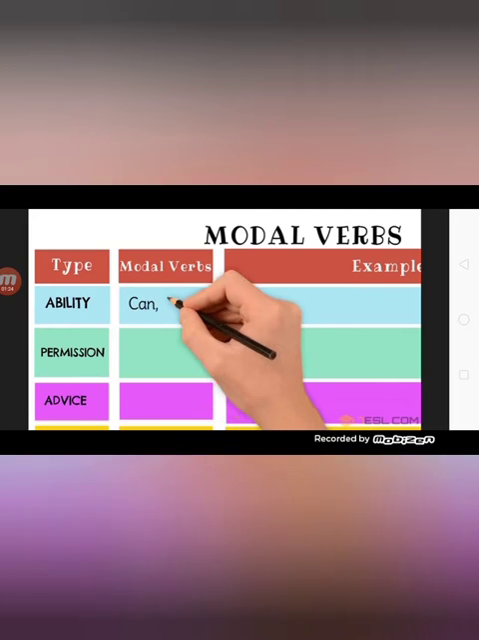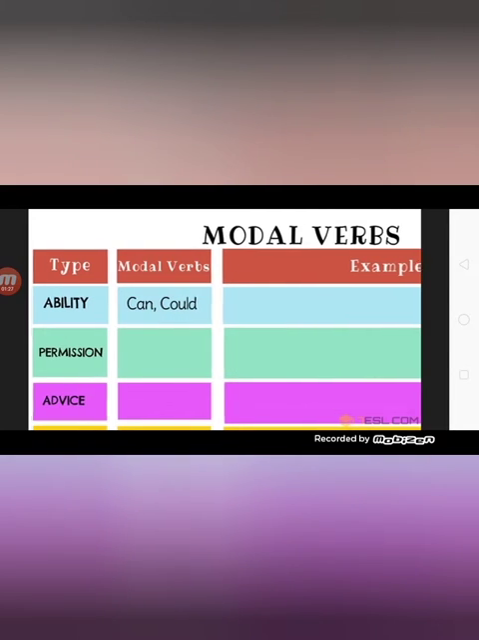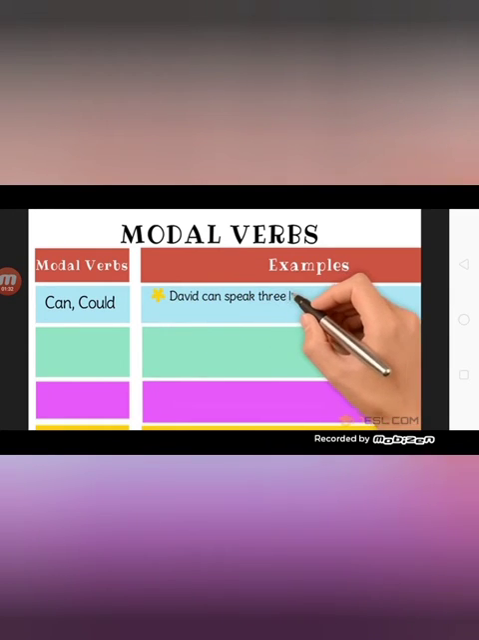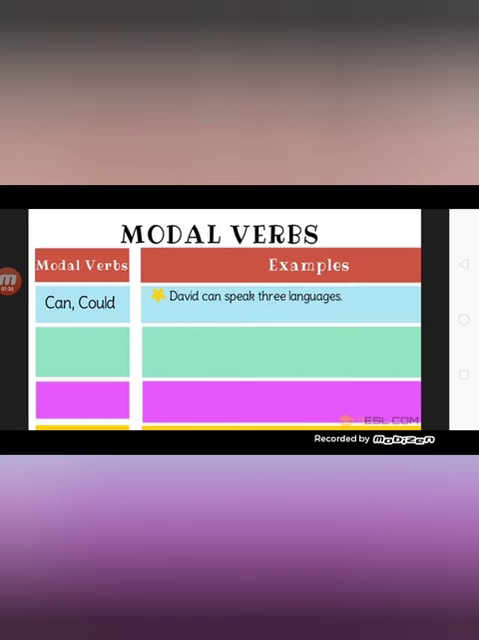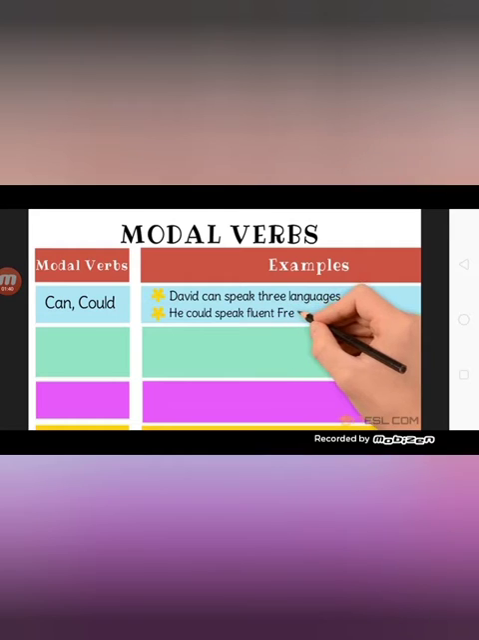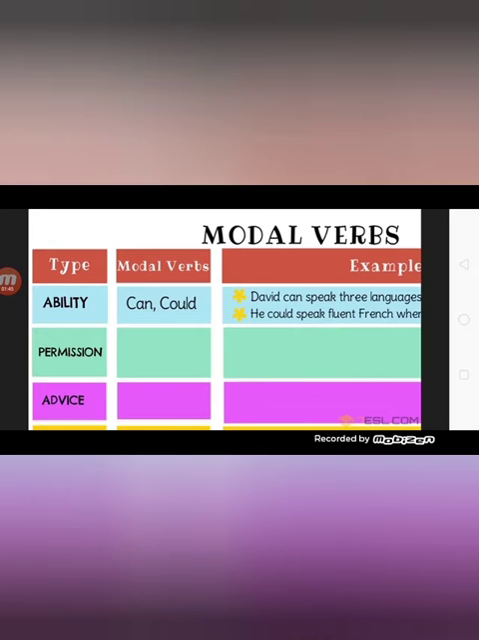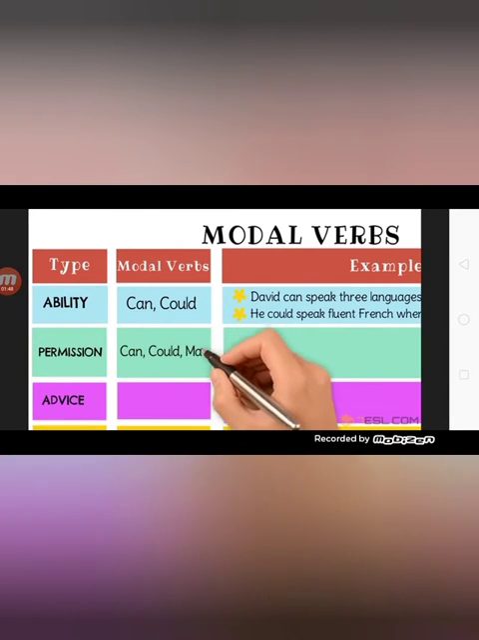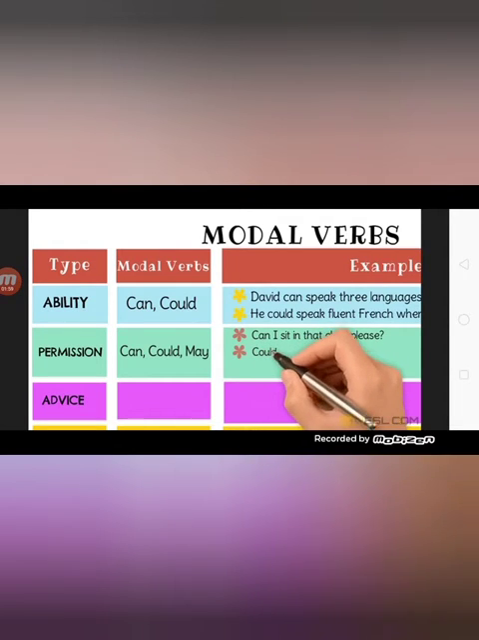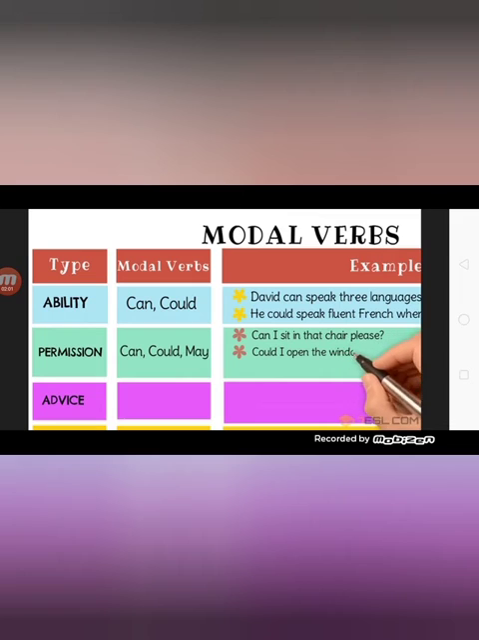So we'll talk about ability first. In this type, can and could, these modal verbs are used, and the example given is: David can speak three languages. You can see the modal can is used in this sentence. Next, he could speak fluent French when he was 5. Then for the type permission, can, could, may, these modal verbs are used. Can I sit in that chair, please? Next example, could I open the window?